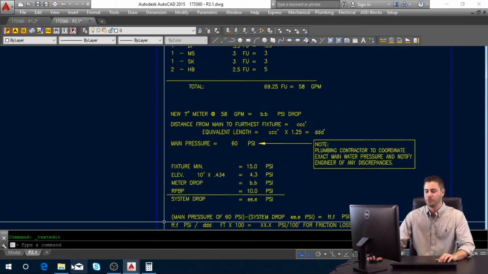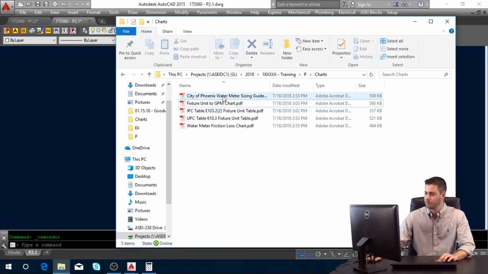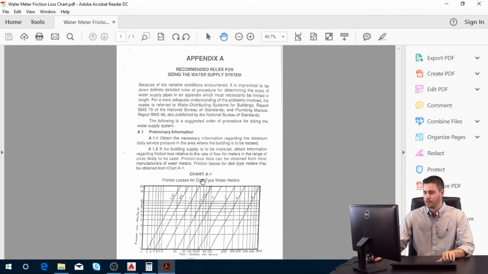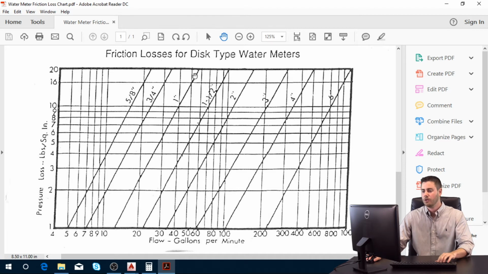The next step is to open up your friction loss chart that is provided to you. So we go to our water meter friction loss chart and zoom in here. And you'll need to find your gallons per minute here at the bottom, your flow rate at 58 GPM. So if we come up we have different options. We have a 2-inch meter, a 1.5-inch meter, or a 1-inch meter. But what you want to select is the smallest possible meter size that does not exceed 10 pounds of friction loss.